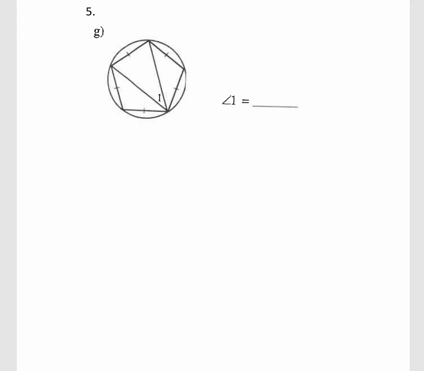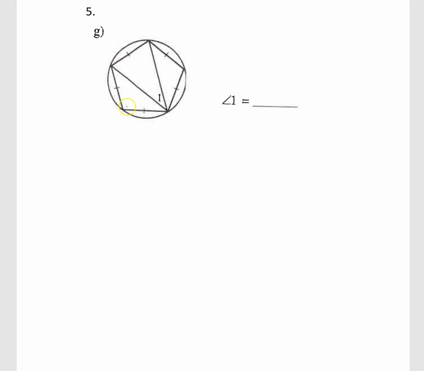Part G of question 5 is asking us to solve for angle 1 in the diagram here. What we have here is an inscribed regular pentagon. If we remember, we can figure out the interior angle sum of the pentagon by drawing what's in the diagram, splitting the pentagon into triangles, and remembering that each triangle has to add up to 180 degrees. So we have 180 plus 180 plus 180, which is 540 degrees.